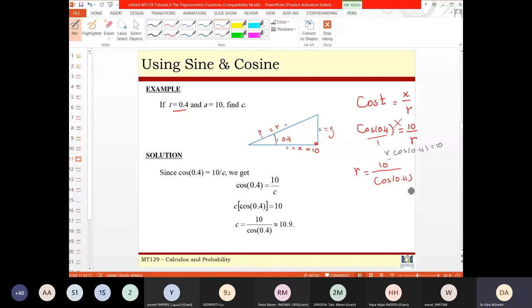Yeah, work with your calculator. Now this one is the 0.4, t is equal to 0.4. Try to get the same answer here. The answer will be 10.9. Try to work out with your calculator, know how to work with the mode of the calculator and get the answer.